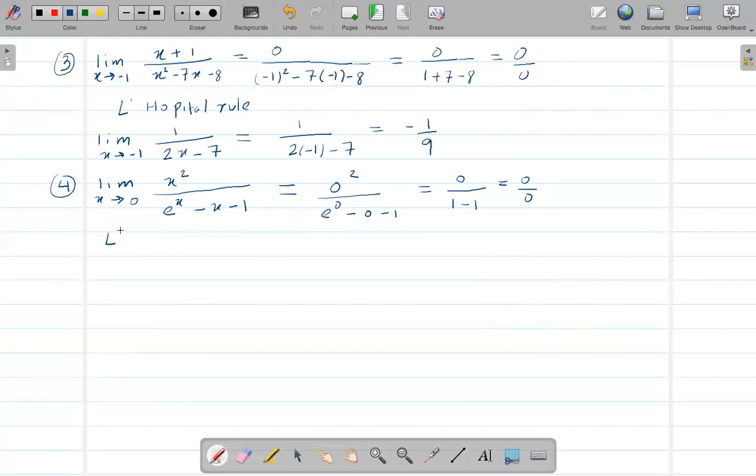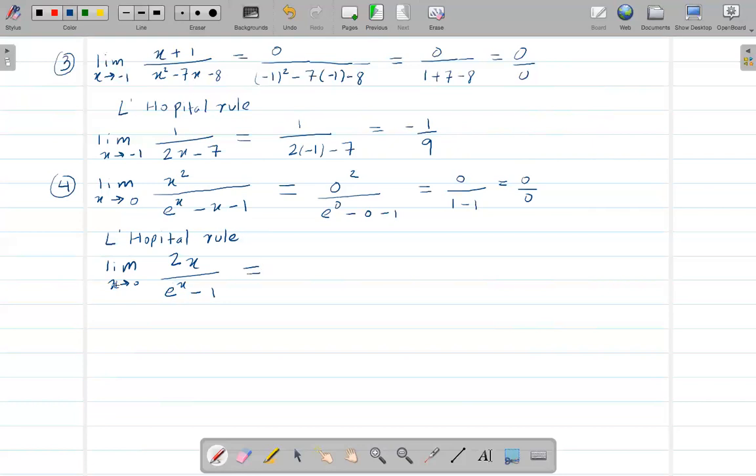So using L'Hopital rule, when x goes to 0, on the top, now we can take the derivative of x squared, which will be 2x. On the bottom, take the derivative of this whole thing. So the derivative of e to the power x is still e to the power x, minus the derivative of x is 1, and the derivative of the constant is still 0. So you don't have to write that. Okay, now let's see what we get here.